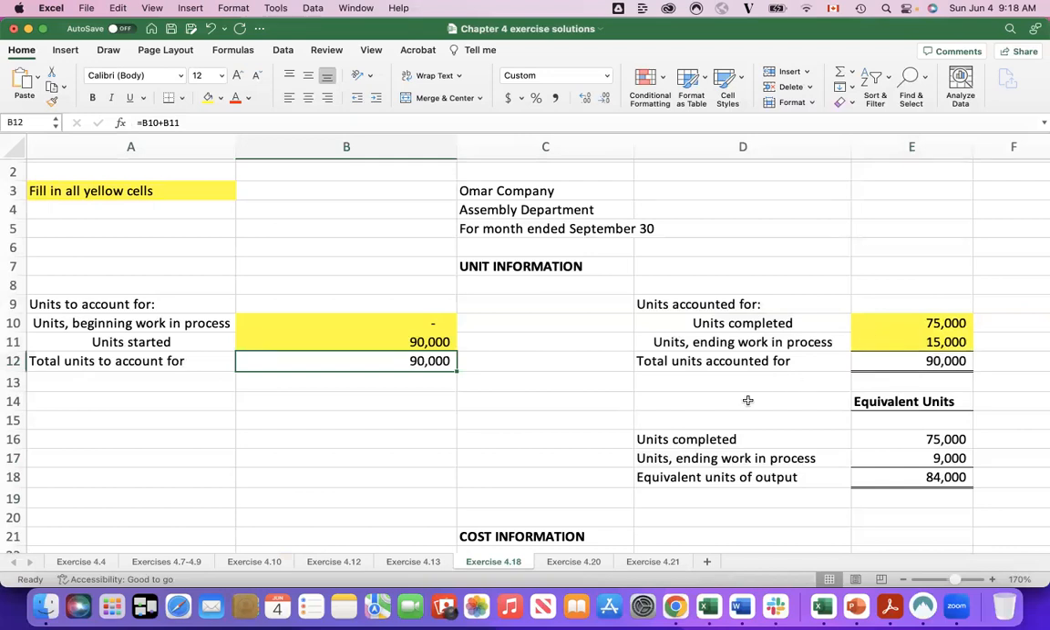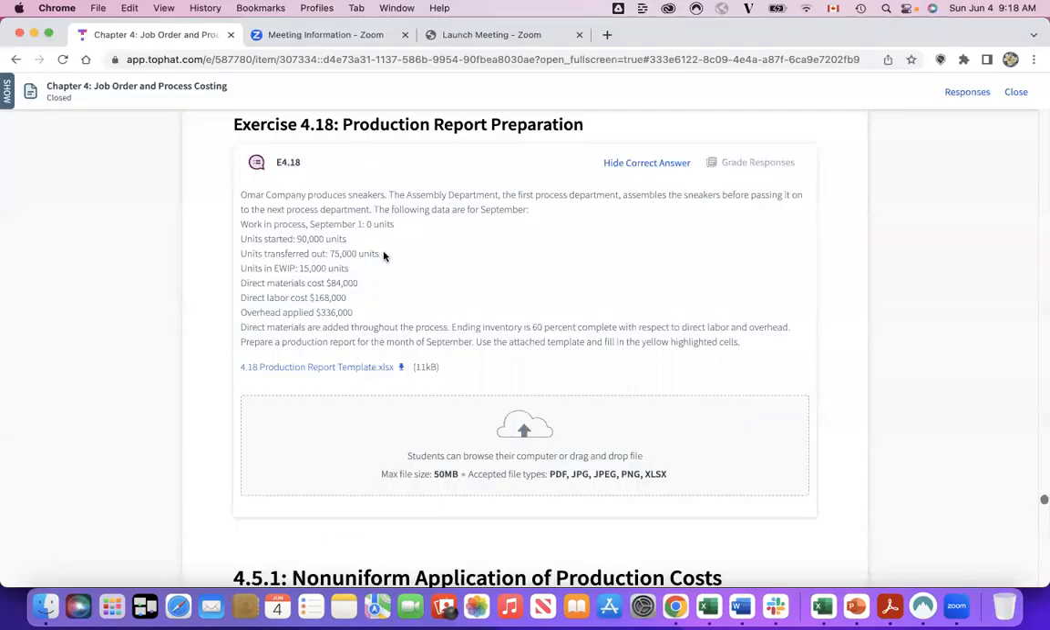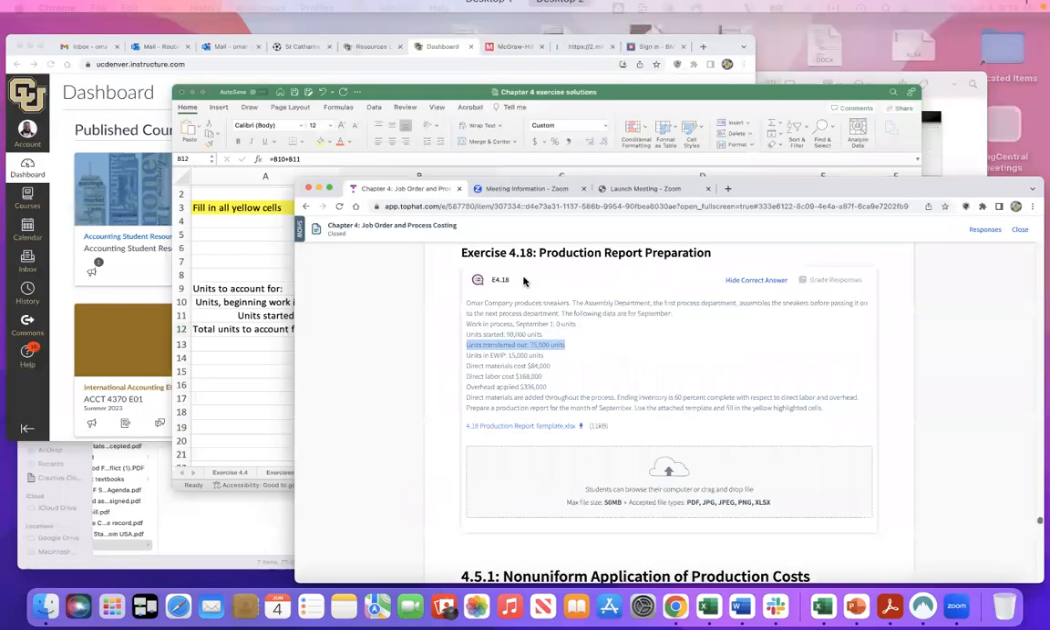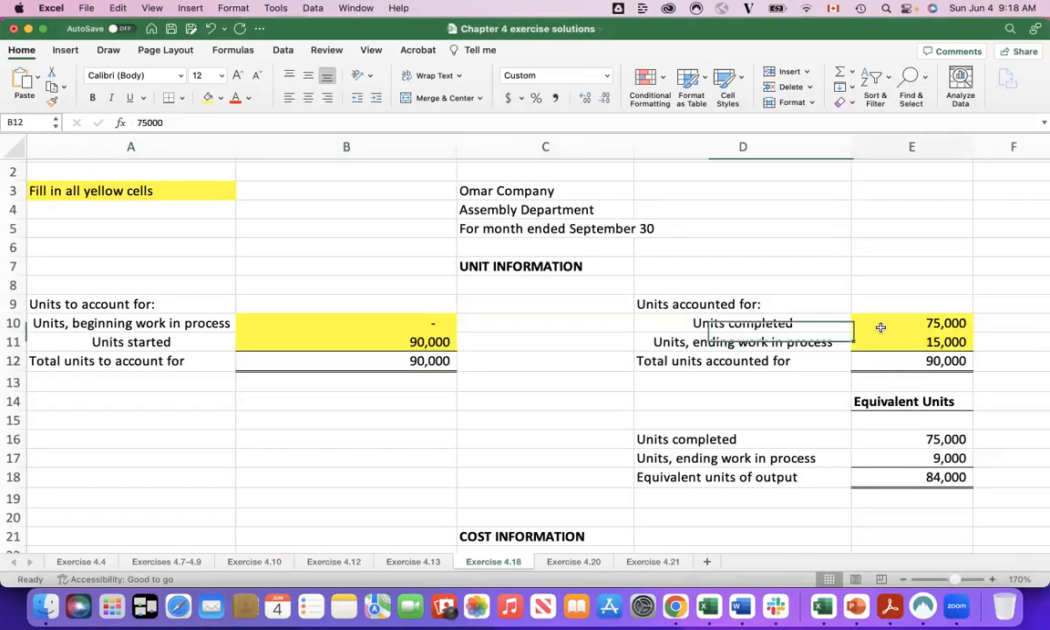So of the 90,000, based off of the question stem, 75,000 units were transferred out. And when we say transferred out, it means completed with respect to the assembly department. It doesn't necessarily mean that the item is ready to be sold to the end consumer, but we are doing this production report for the assembly department. So once it is through the entire process of assembly, it is completed for this department's purposes. So that's why we mark it as units completed. So we have 75,000 units transferred out or completed.